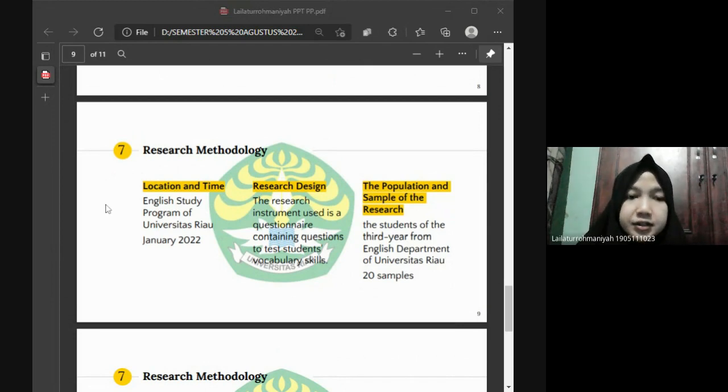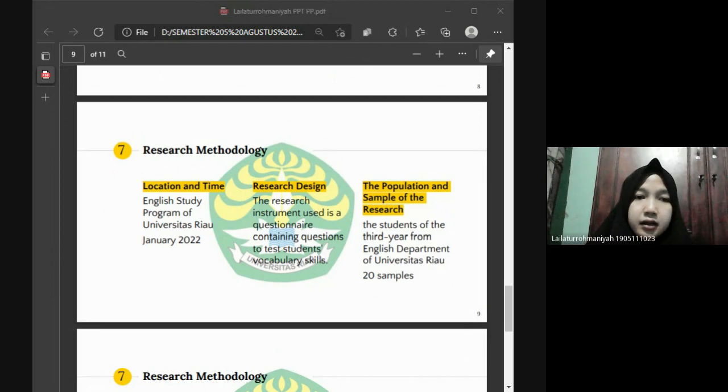In this research, there are two kinds of variables, independent variable and dependent variable. This research determines the relationship between students' improving vocabularies of the third year students of the English study program and using flashcards. The research instrument used is a questionnaire containing questions to test students' vocabulary skills. The test is carried out 2 times, pre-test and post-test.